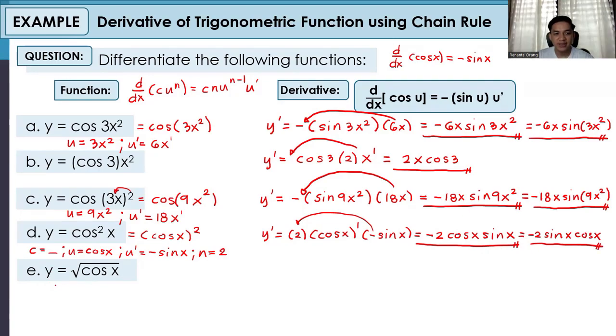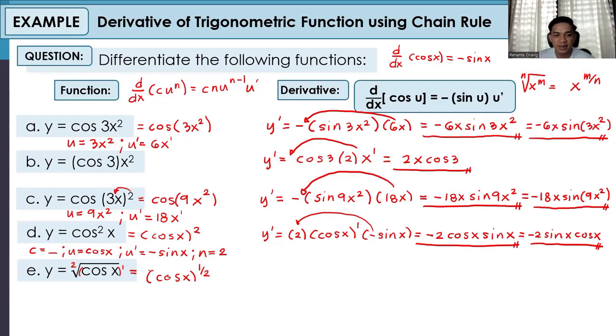Last example po natin, class, is y is equivalent to the square root of our cosine of x. So we cannot differentiate this immediately. We need to rewrite this one. That is equivalent to, open parenthesis, cosine of x, then raised to the power of 1/2. Because as we all know, eto po is naka-power of 1. Square root po natin is 2. So we will be using nth root of x raised to m is equivalent po ng ating x raised to m divided by n. So, nirewrite lang natin siya, class, and proceed po tayo in differentiating.